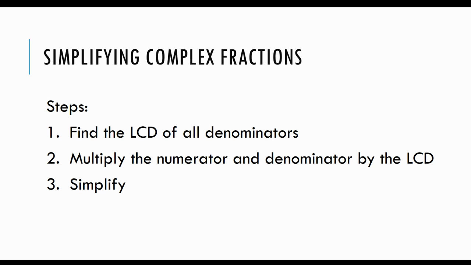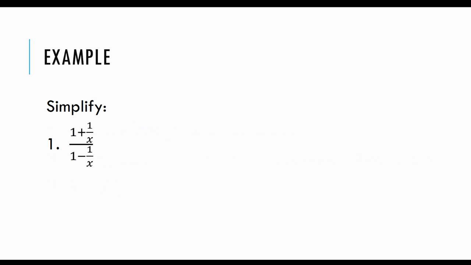So to simplify, what we're going to do is find the least common denominator from all the denominators in both the top and the bottom of our big fraction. We'll multiply every single term in the numerator and denominator by that LCD, and then we will simplify. So here we go. We're going to simplify 1 plus 1 over x, all over 1 minus 1 over x.